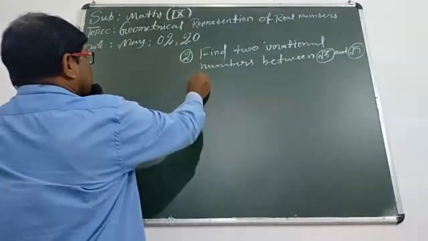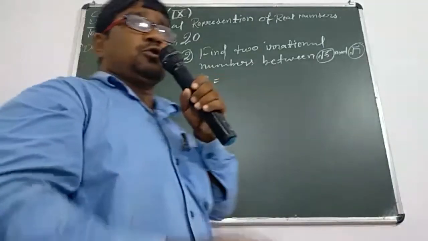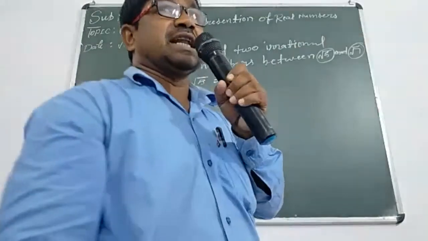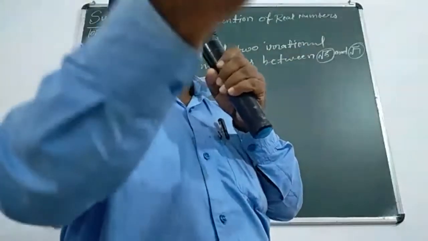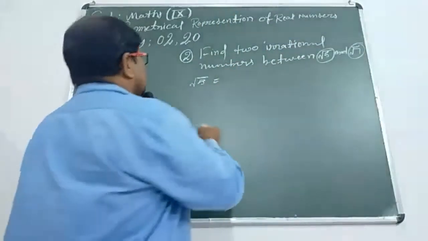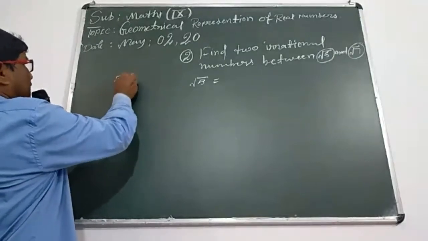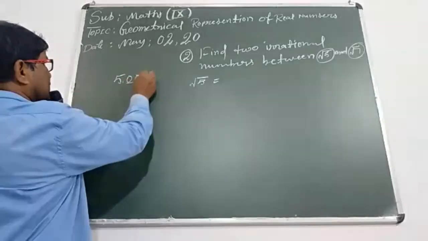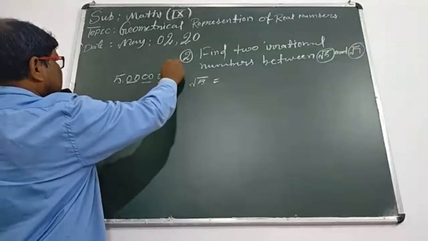So the first number is under root 5. Now we should go into decimal expansion. How can we go into decimal expansion after finding the square root approximately? So we will find the square root of 5, and you should write pairs of zeros.